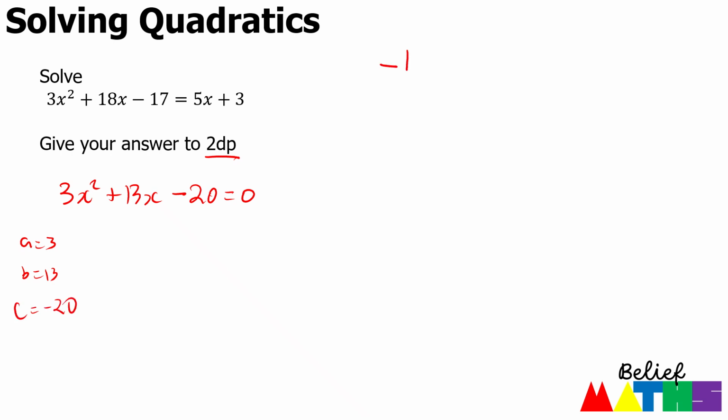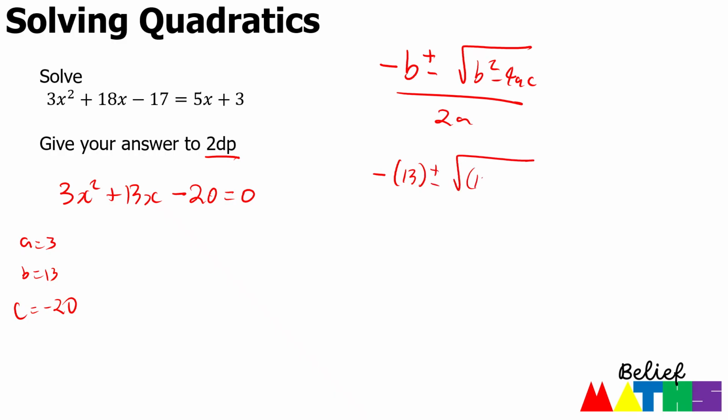So quadratic formula: minus b plus or minus the square root of b squared minus 4ac, all over 2a. And again, that's in the top right hand corner of your formula sheet. When we sub in, again, into brackets, we should put all our values. Square root of 13 squared minus 4 times a times c, all over 2a.